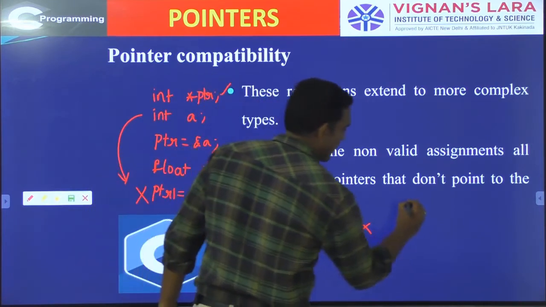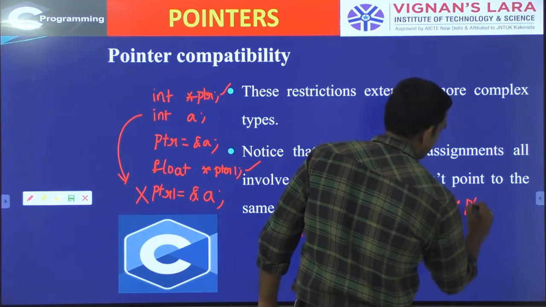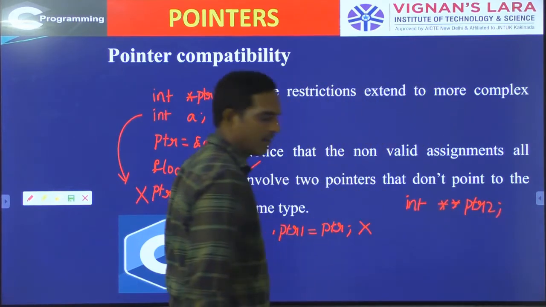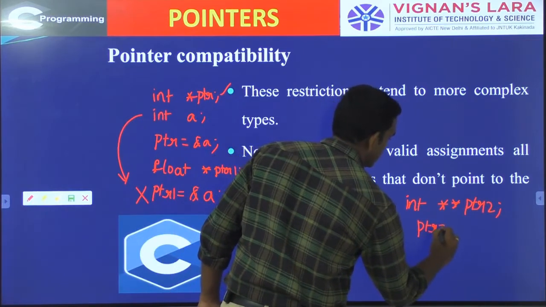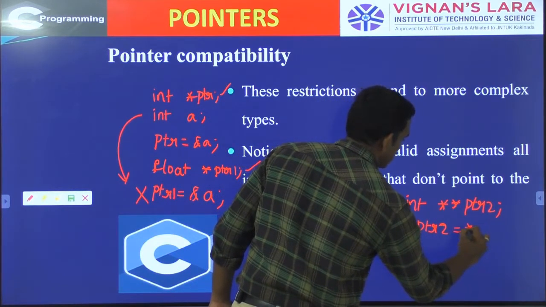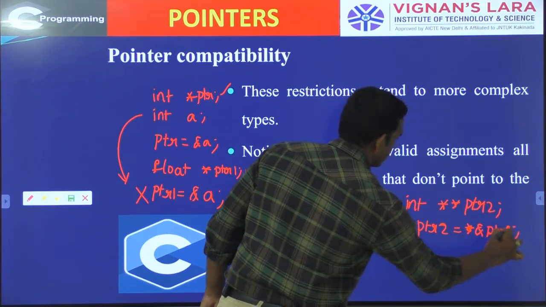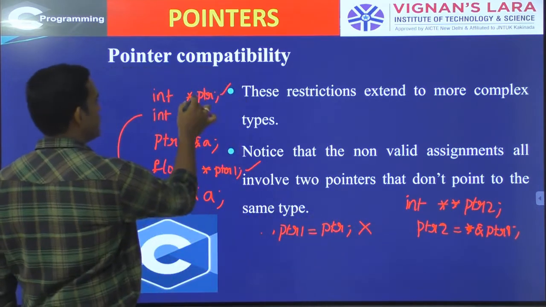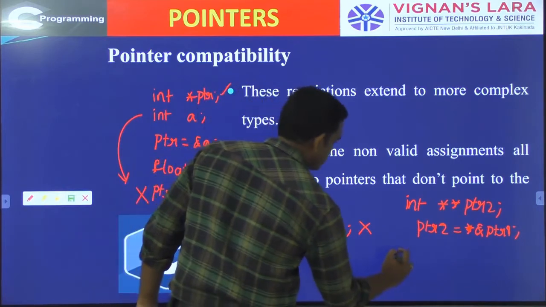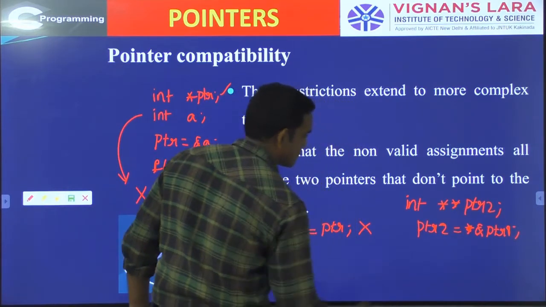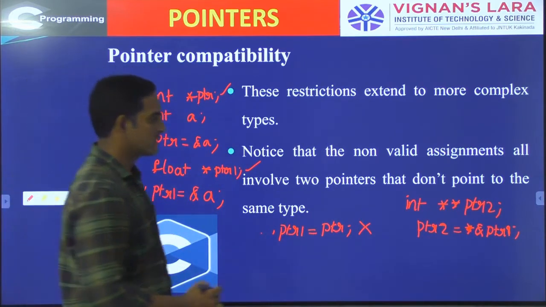The third is if you are having a double pointer, star star ptr2, and I am having ptr2 is equal to address of ptr, that is an integer pointer. ptr2 is getting the address of ptr. Now I cannot use this particular double pointer and point it to a triple pointer.